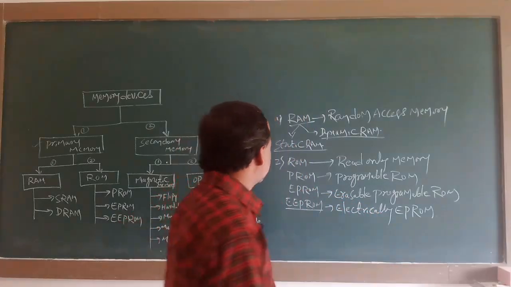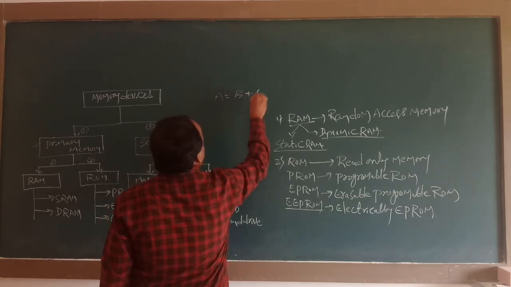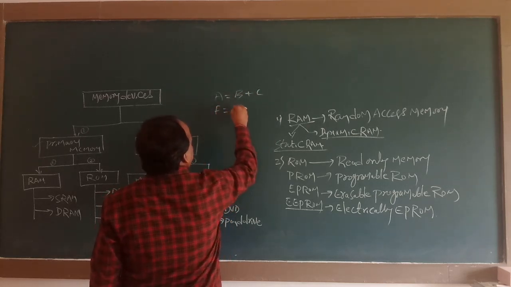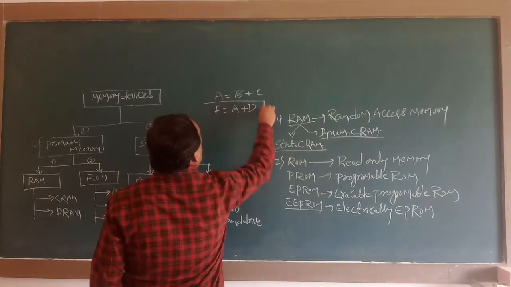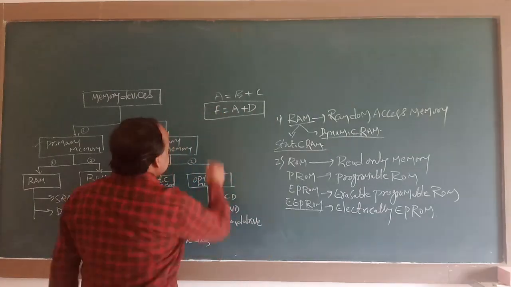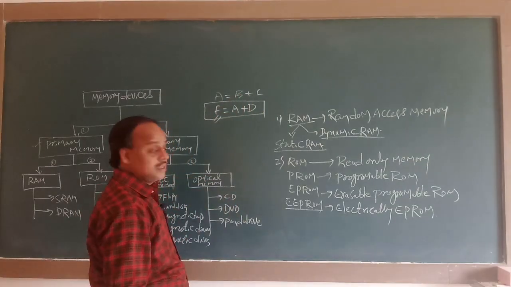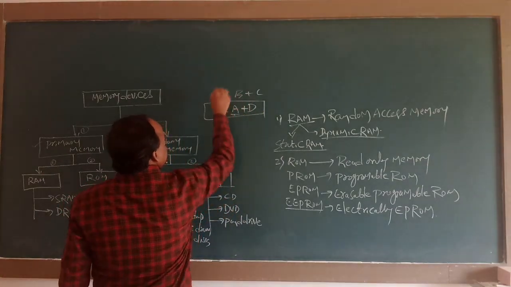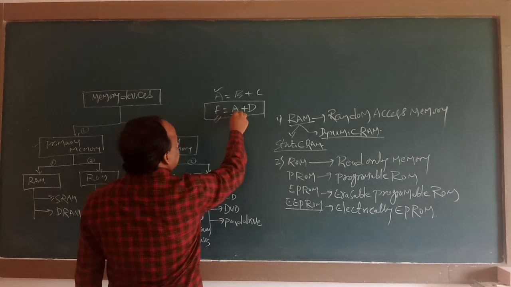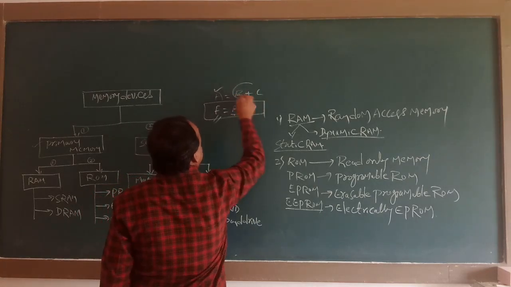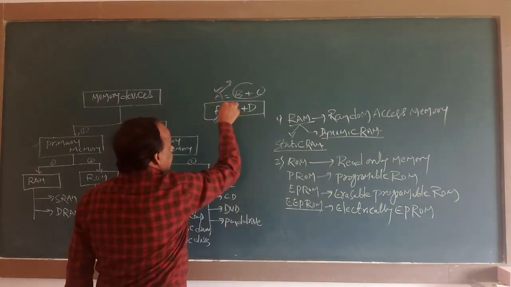Suppose this is the expression: A is equal to B plus C, F is equal to A plus D, right? So this is the final expression. To get this F value, we have to add this A plus D. So where is this A? In the first formula. To get this A, we have to perform B plus C. After B plus C, we get the A value, right? Afterwards, we have to take A here.